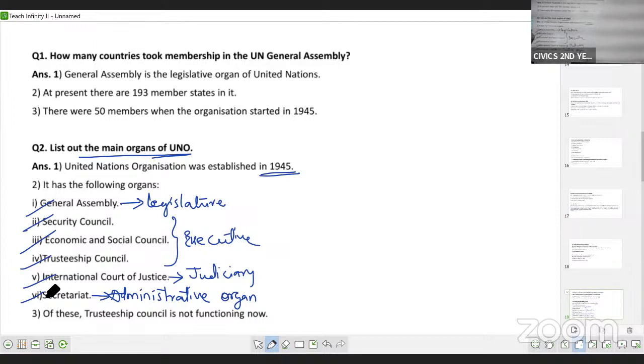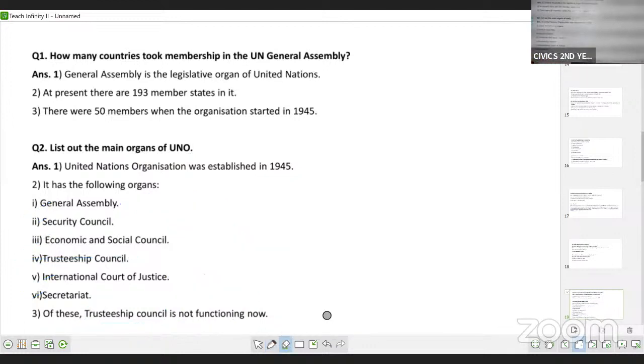Out of those 6, Trusteeship Council is not functioning now. So, we have 5 organs of UNO. But you should mention all 6, then you should write that Trusteeship Council is not functioning now. Very easy, very simple question.